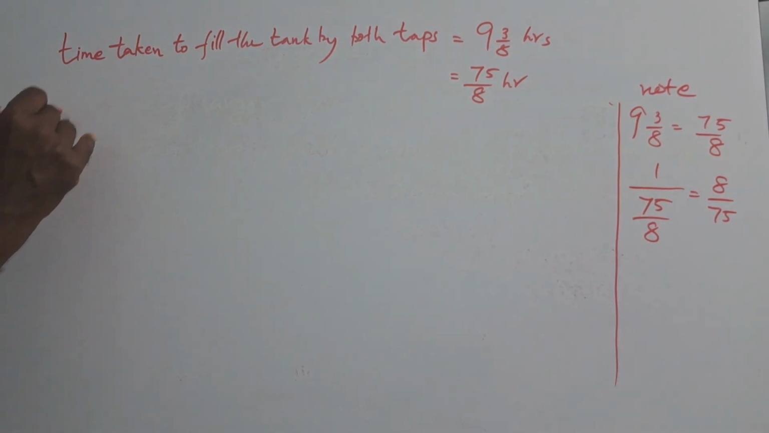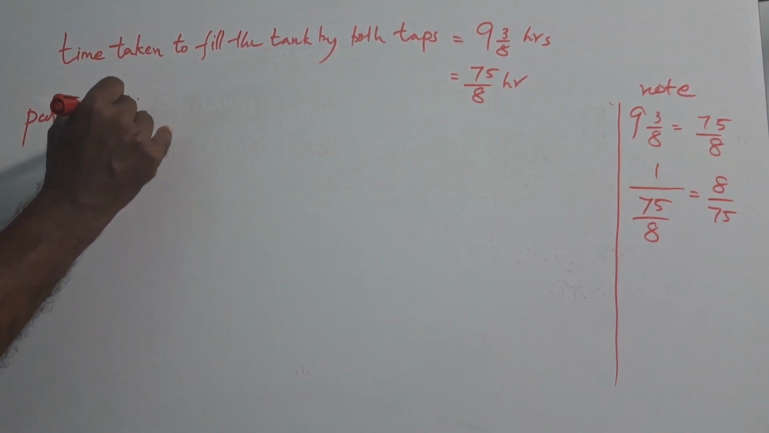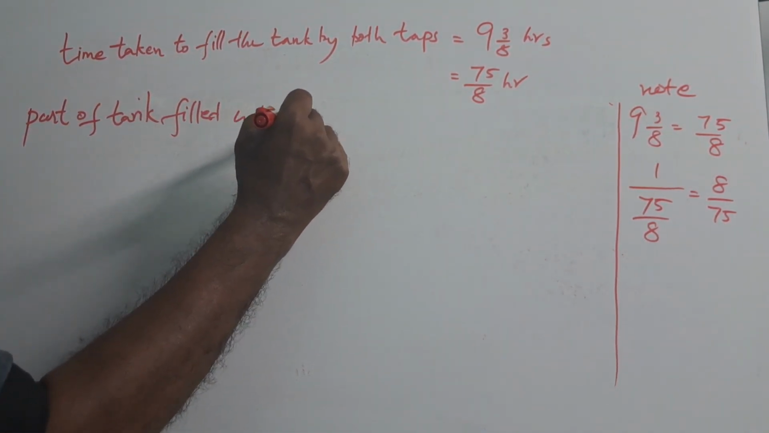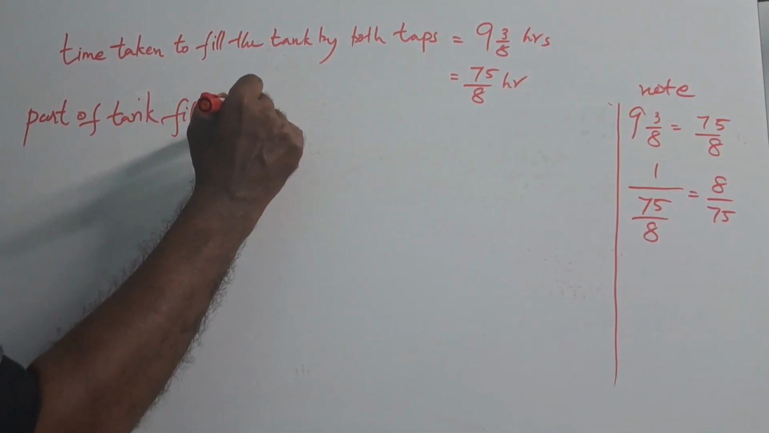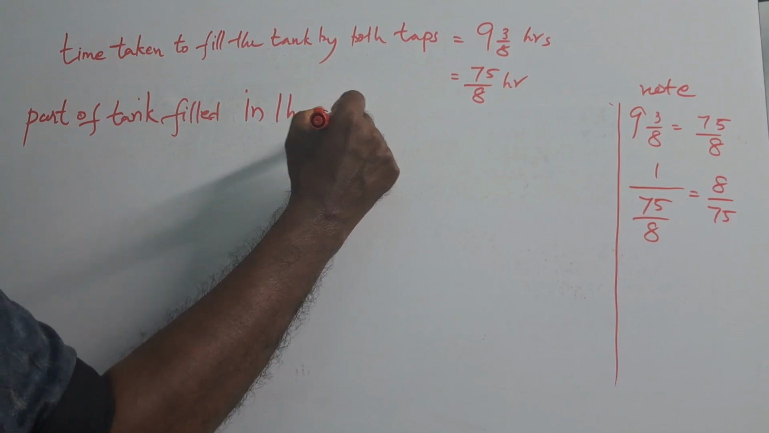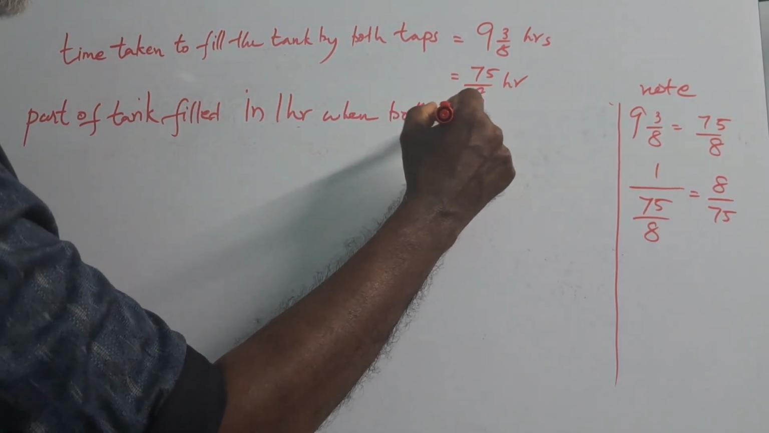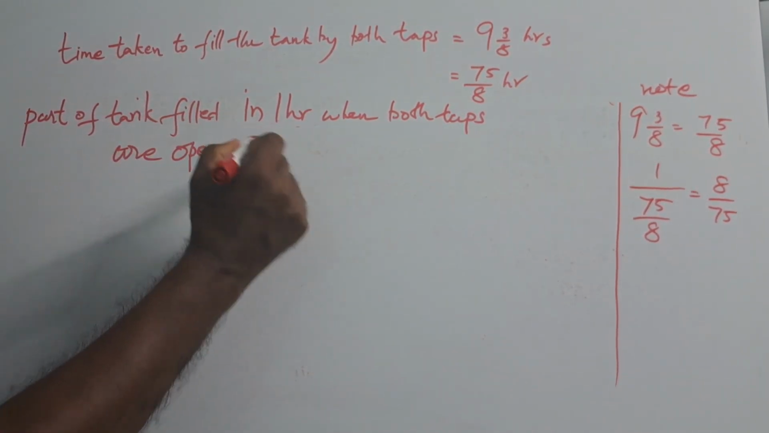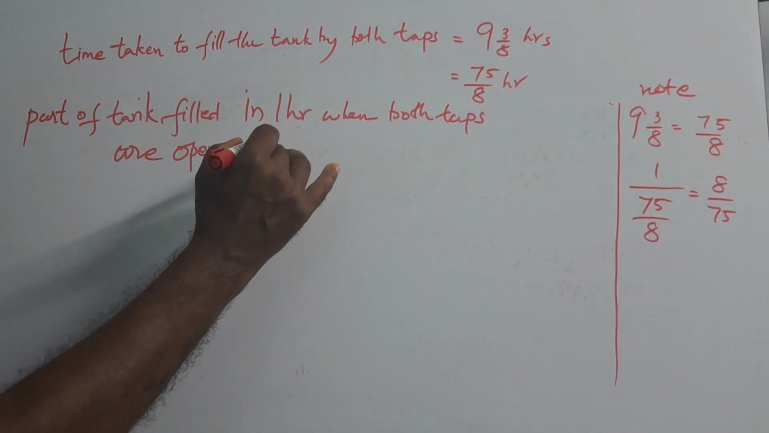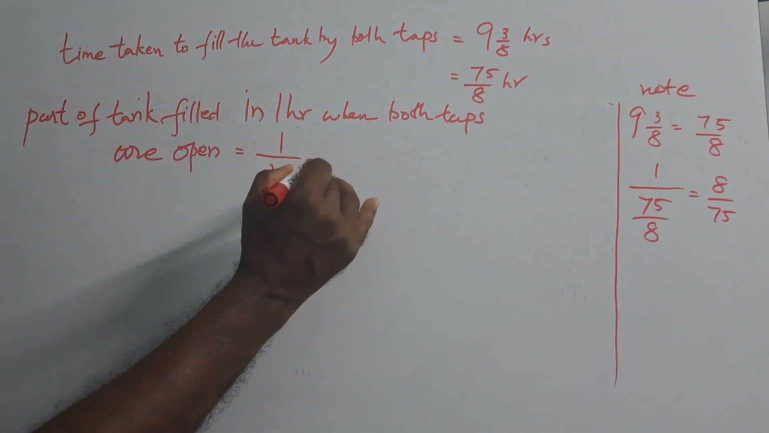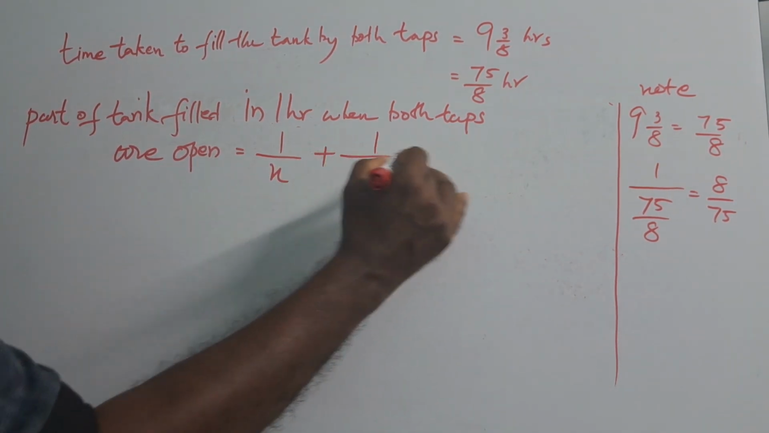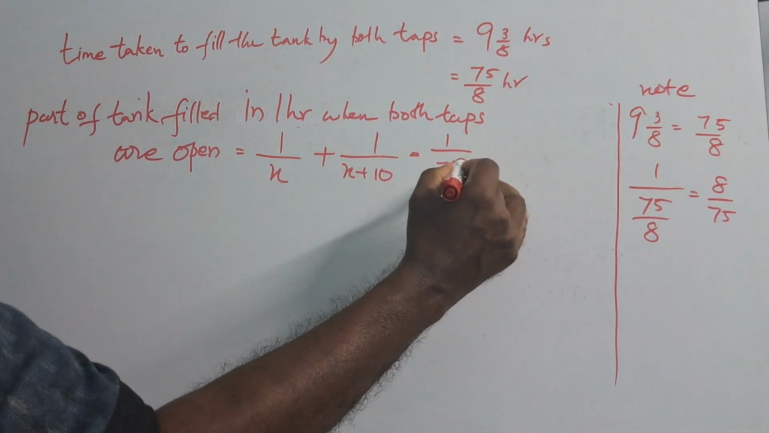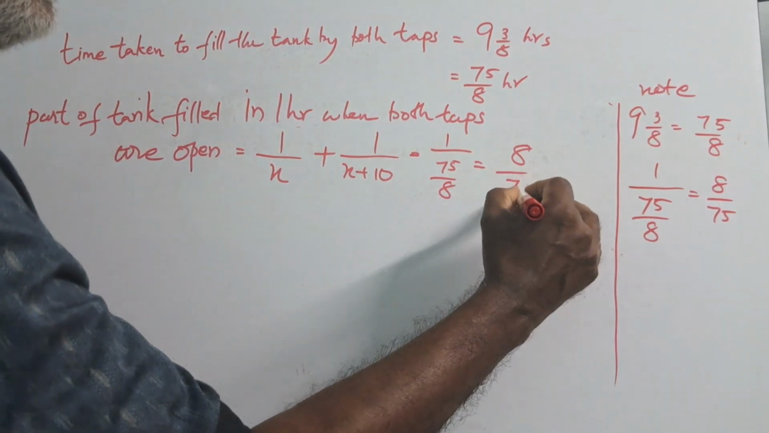Now, the part of the tank filled when both taps are open, in 1 hour, is equal to: the larger tap fills 1 by x part and the smaller tap fills 1 by x plus 10 part, which is equal to 1 by 75 by 8, which is equal to 8 by 75.